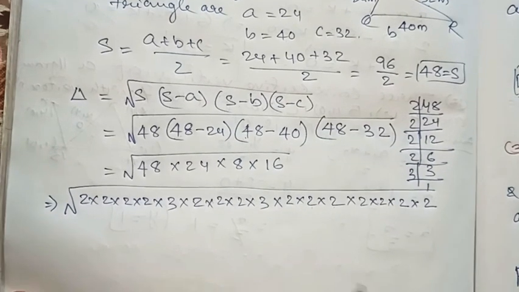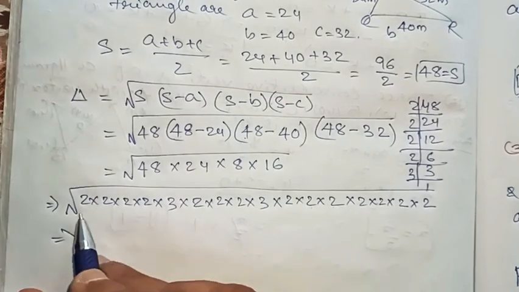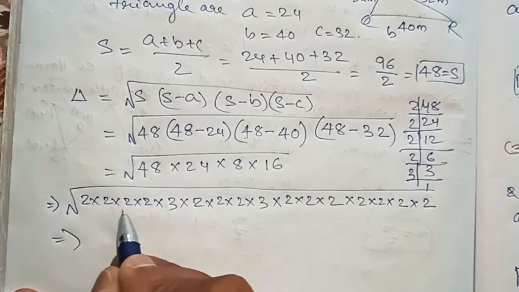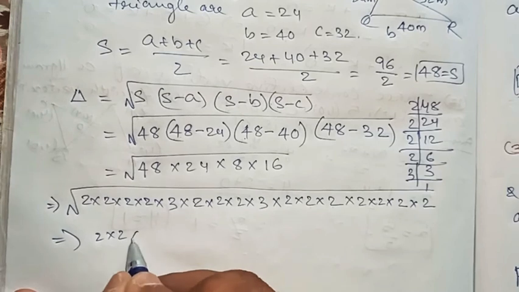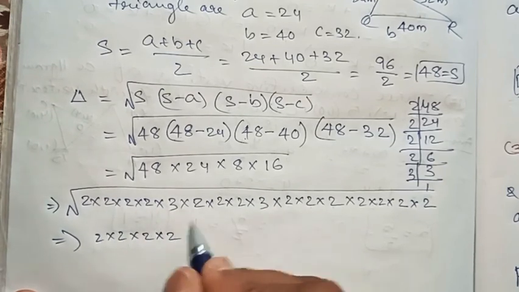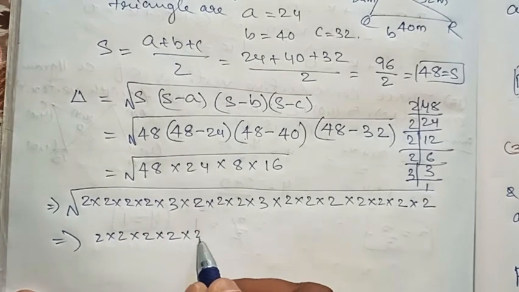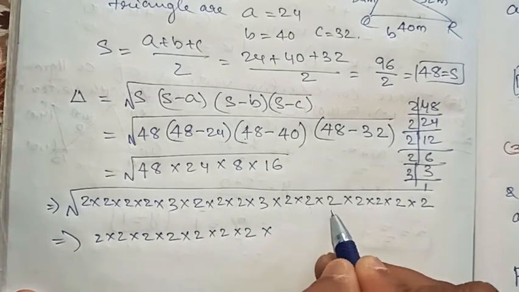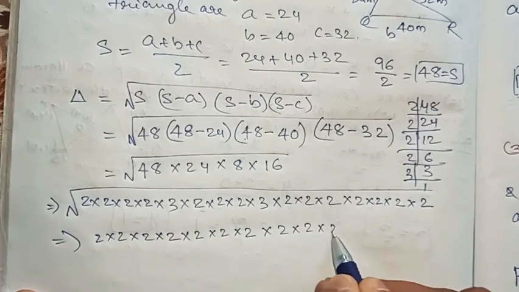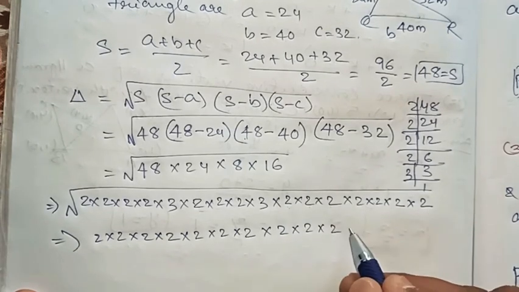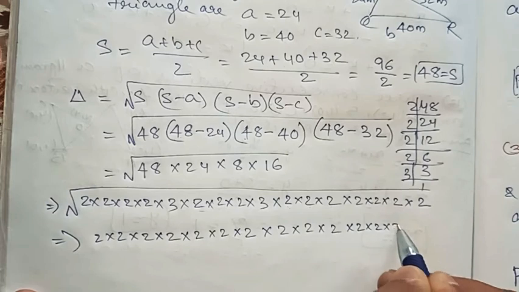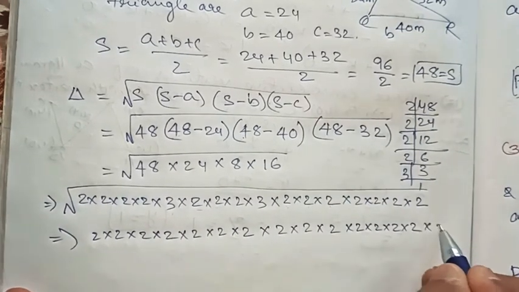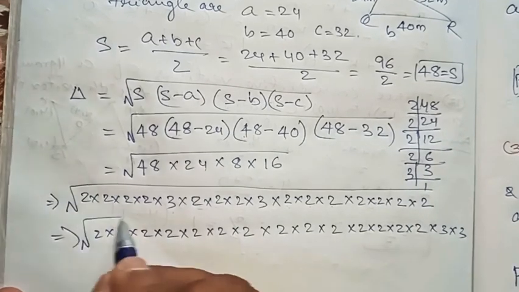Okay, now what you have to do, arrange all the 2s together and all the 3s together. So how many 2s are there? 4 twos are there, 1 2 3 4. This is over. How many 2s are there? 3 twos are there, 1 2 3. This is also over. Now again how many 2s are there? Again 3 twos are there. Again how many 2s are there? 4 twos are there, 1 2 3 4. Now how many 3s are there? 2 threes are there.